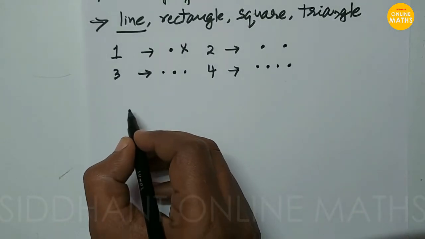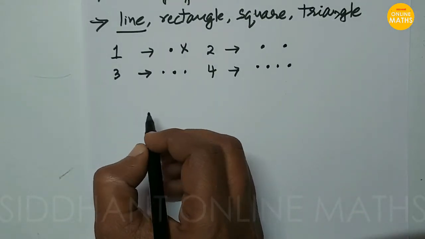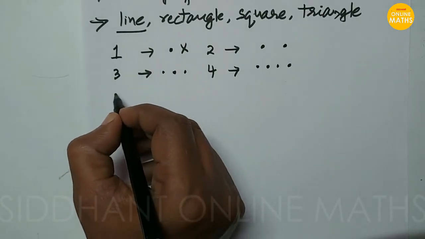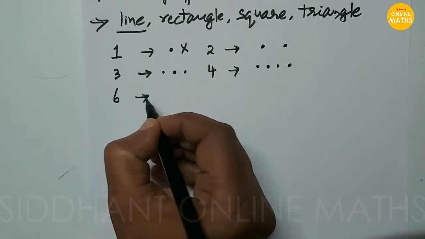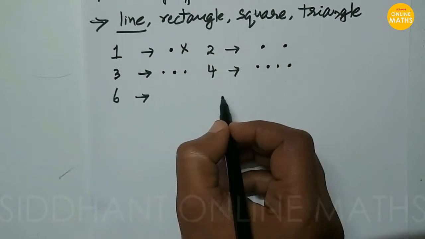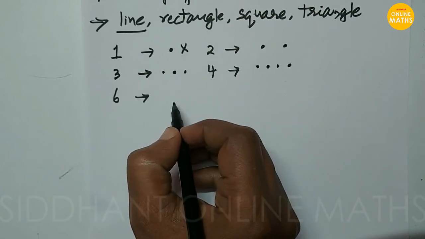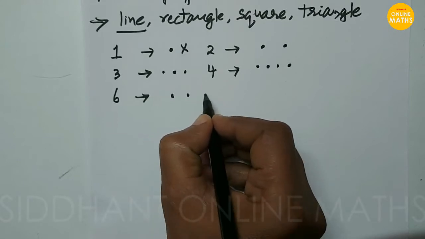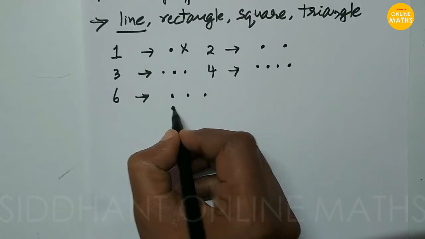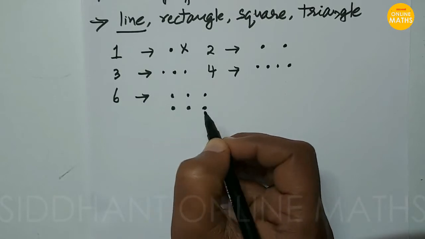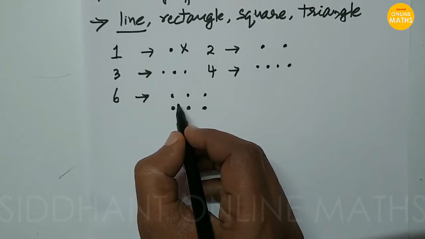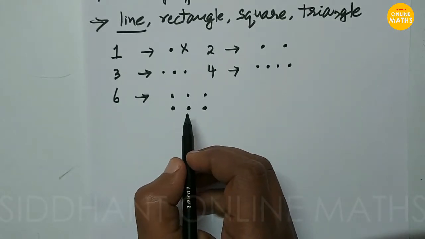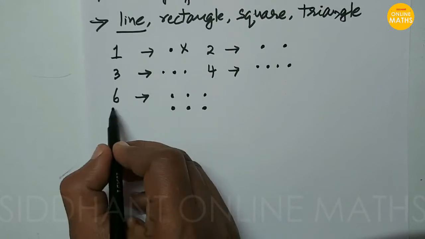So some other numbers can form other shapes. Suppose you want to get a shape of a rectangle, then you take number 6. You are going to see 6 dots and arrange them in such a way that they form a rectangle. This is 1, 2, 3, and here it is another 3 dots. So total 6 dots, and you can see that it is looking like a rectangle. So you can form a shape of a rectangle with the number 6.